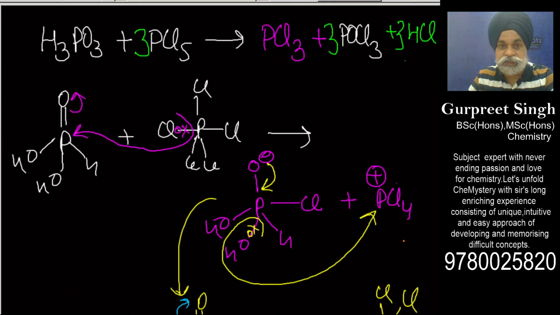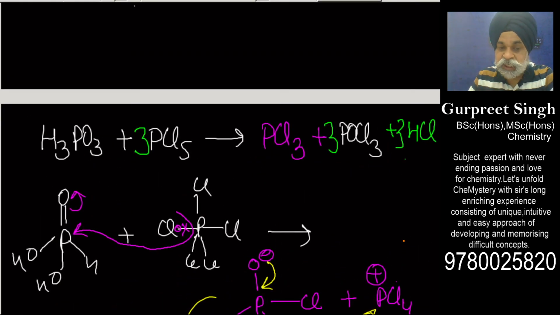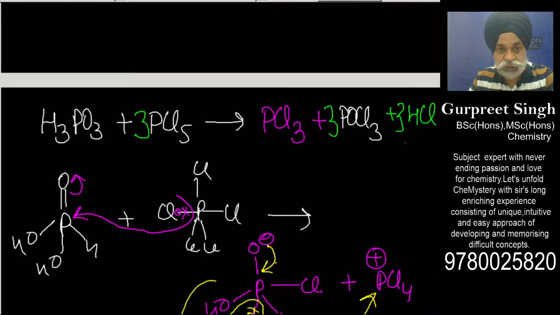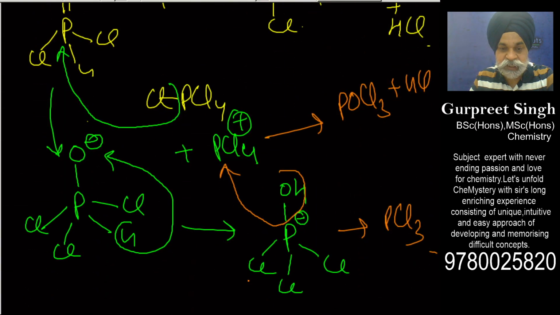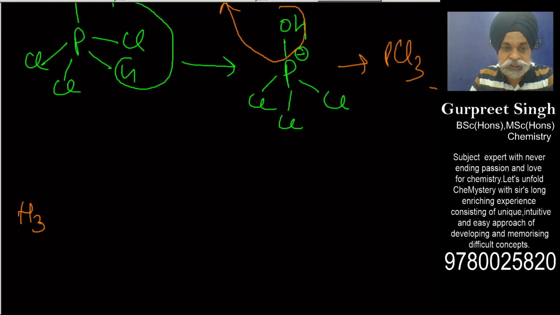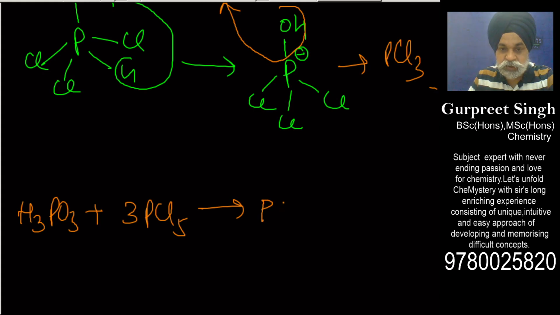This particular reaction was quite important. And the other important part which you should focus on is what basically we have done. So this is H3PO3, you treated it with 3 PCl5, and you happen to get PCl3 and 3 moles of POCl3, and HCl.